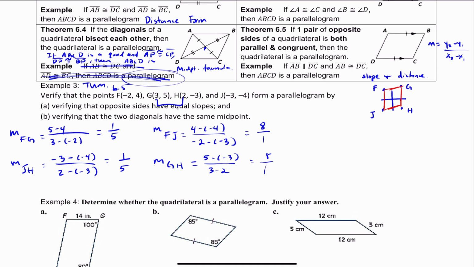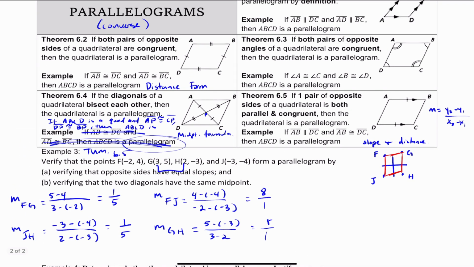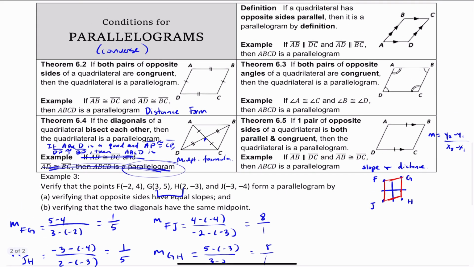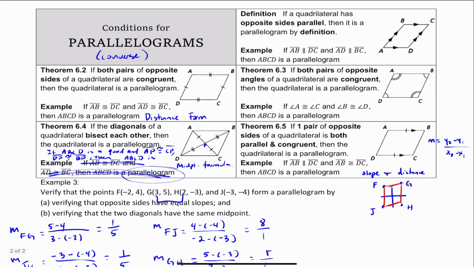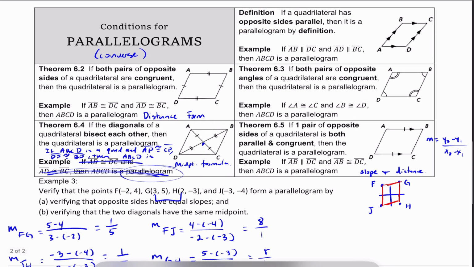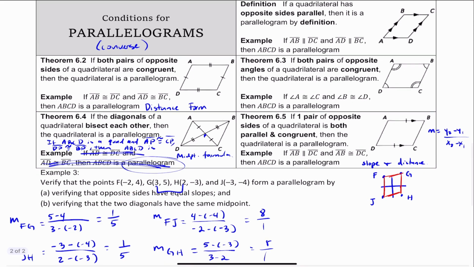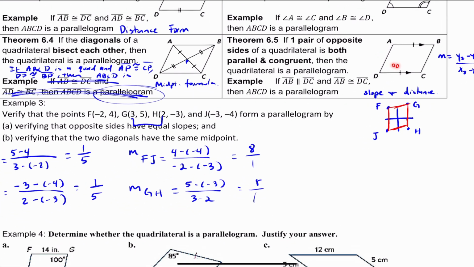I'm going to go ahead and determine whether or not the two diagonals have the same midpoint. I just realized I'm not using Theorem 6.5. My bad, I'm just making mistakes all around. I'm basically using the definition and Theorem 6.4 to figure this out. Because I just realized we're not dealing with diagonals. So let's go ahead and verify if they have the same midpoint.